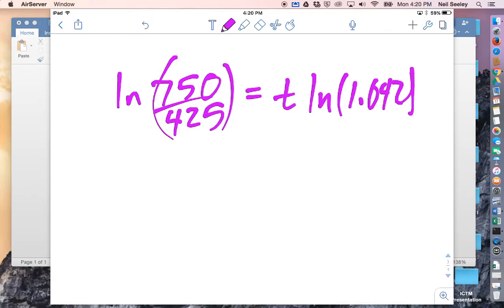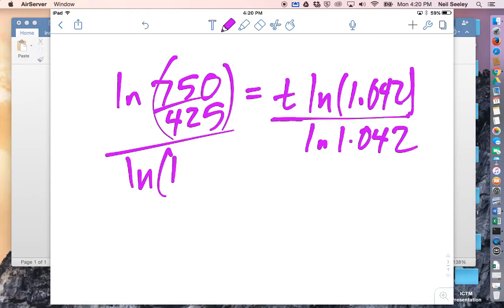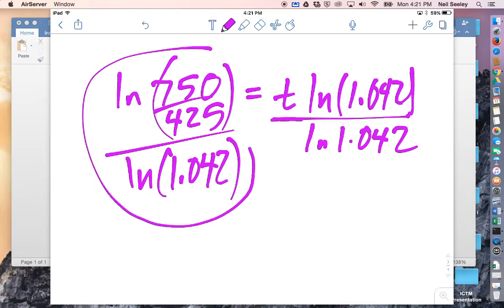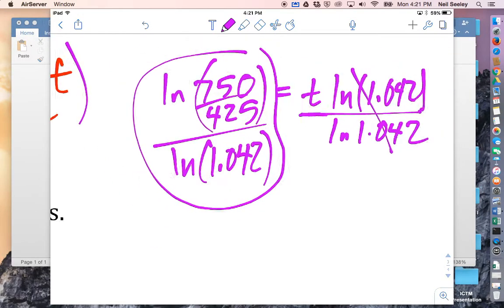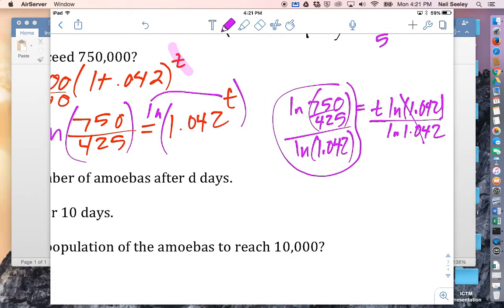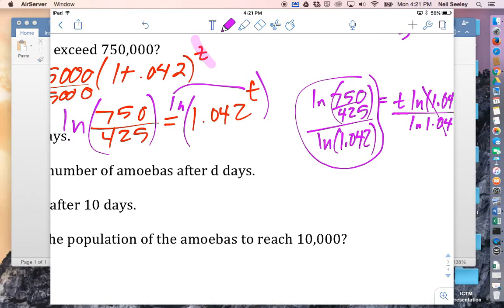And so then you can take and isolate t by dividing both sides by that natural log of 1.042. And we are home free. This is equal to t because we've canceled it away on the other side. It's an exact answer. Your calculator spits out a decimal. That'll be handy when the time comes to look at that, okay?